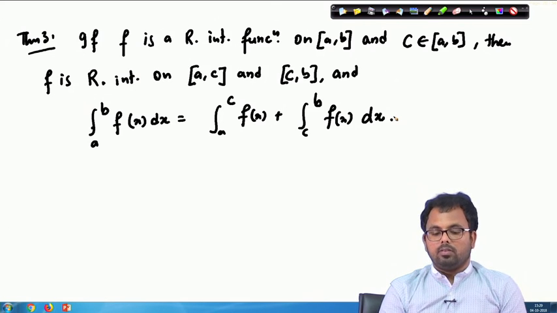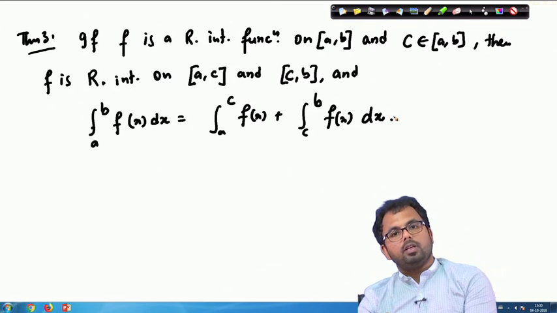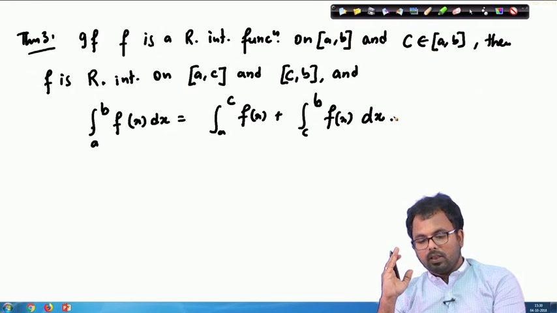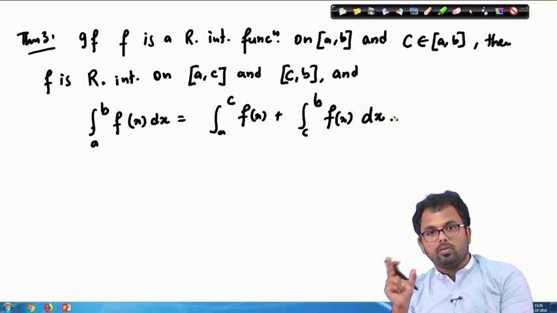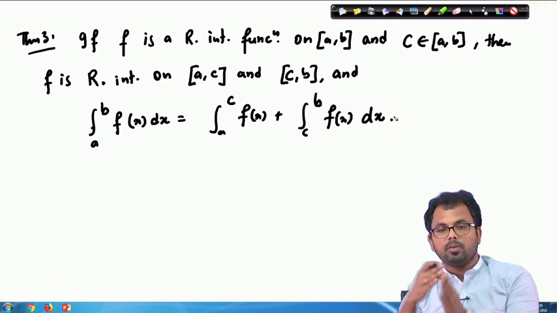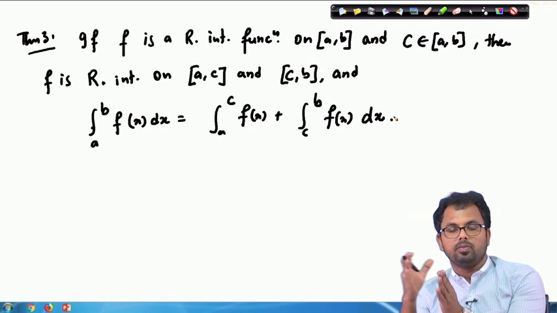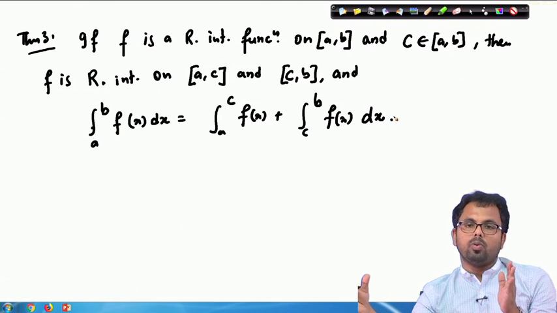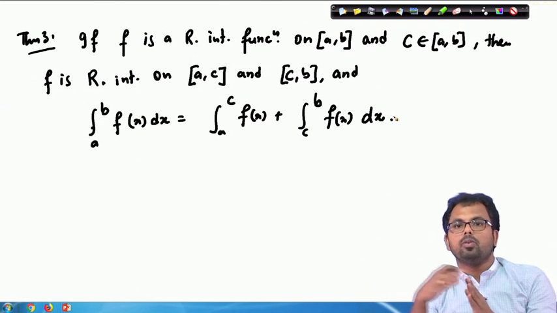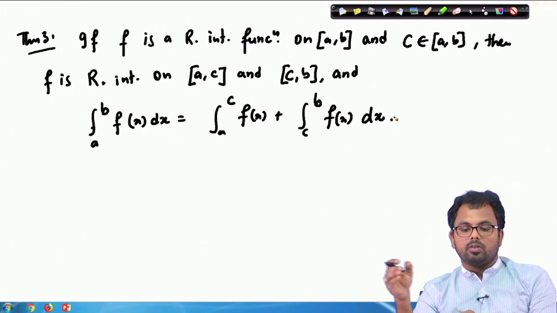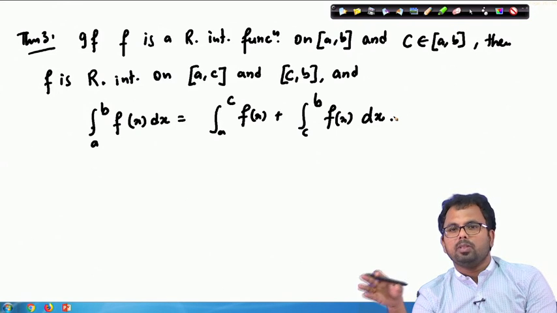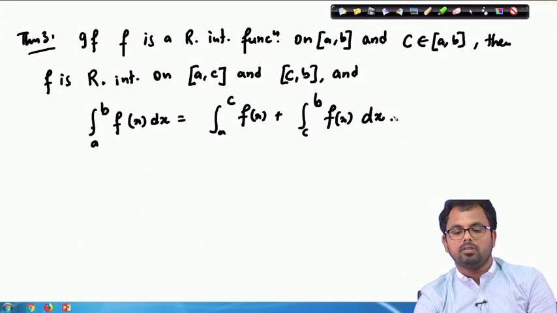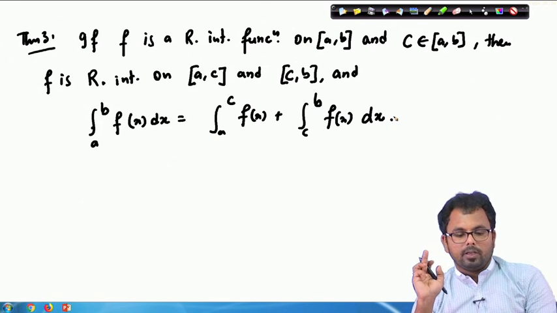That means you can take as many points as you please in your closed interval a to b, and the sum of the integrals on each of those subintervals will be the integral of the whole function f on the whole interval a to b. So not only c, you can take as many points as possible in between that interval, and the result would still be true.